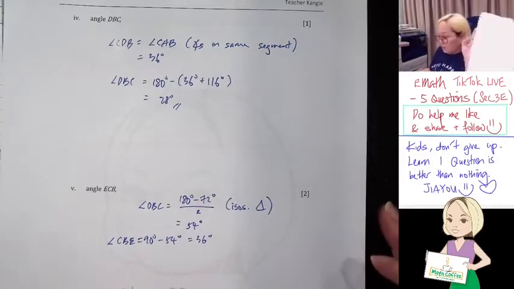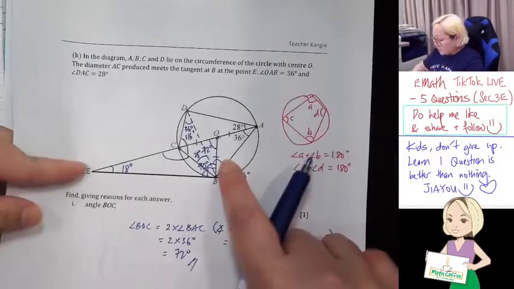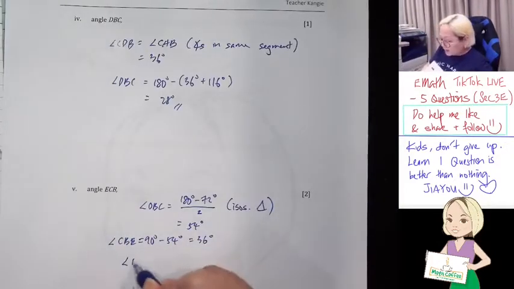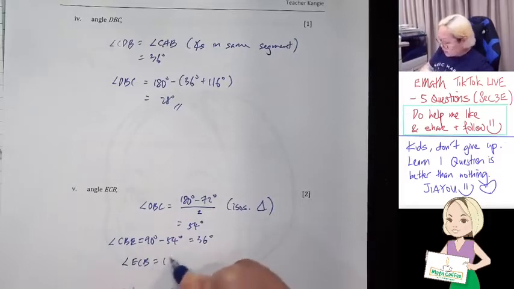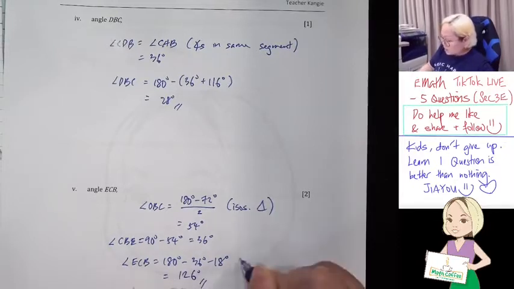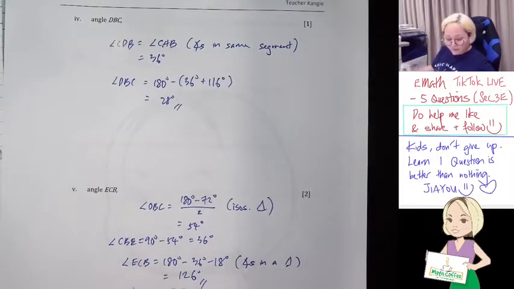Okay, we are not done yet. 36 is this one here. Then we want to find here, right? So this one easy. You just say, okay, angle ECB equals to 180 degree minus 36 and minus 18, and that will be 126 degree. And this is angles in a triangle. Done.